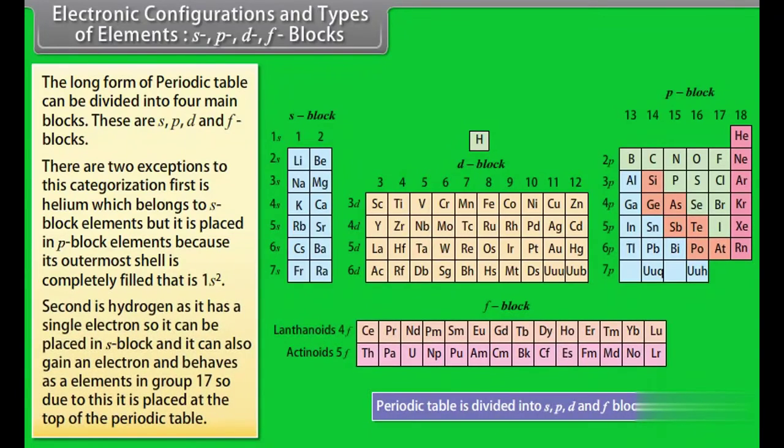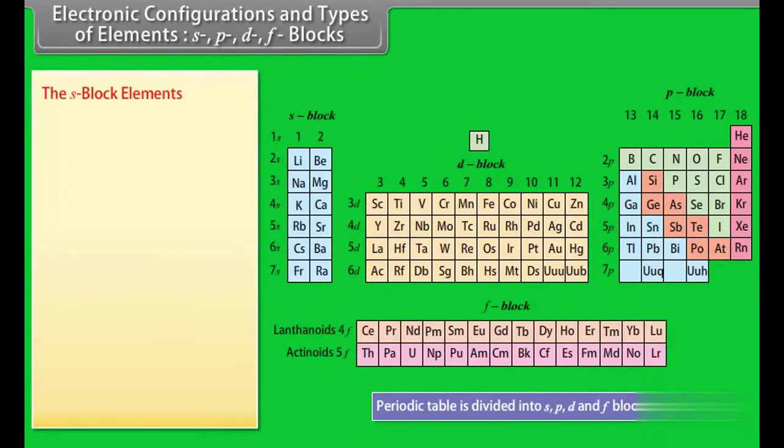Second is hydrogen. As it has a single electron, it can be placed in the s block, and it can also gain an electron and behave as the elements in group 17. So, due to this, it is placed at the top of the periodic table.